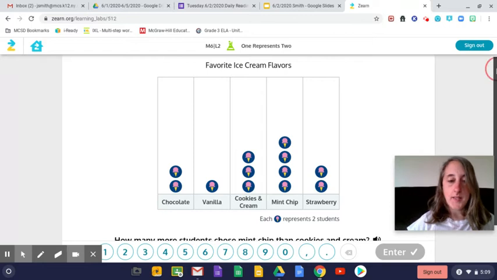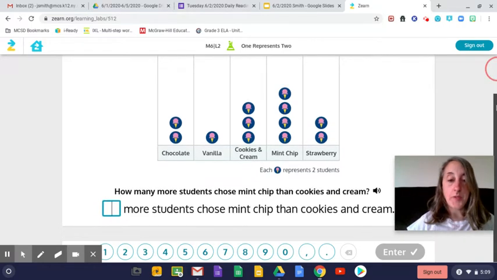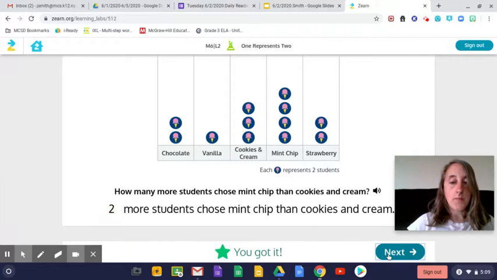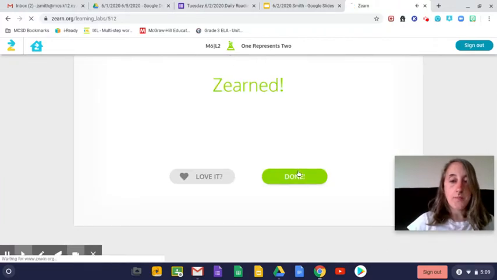So then it says how many more students chose mint chip than cookies and cream. Remember? So you find mint chip and we find cookies and cream. Which one has more? Mint chip does. So we're going to start there. There's 2, 4, 6, 8. And in cookies and cream, there's only 2, 4, 6. So we could say 8 minus 6 equals what? 2. So 2 more students chose the mint.